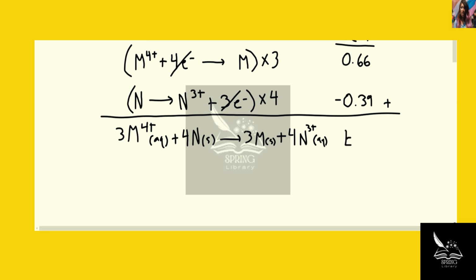And when we add the two potentials together to find the overall cell potential at standard conditions, we see that it comes out to 0.27 volts. Now we can use that value to solve for delta G at standard conditions.